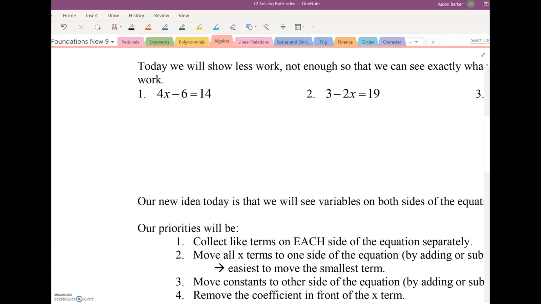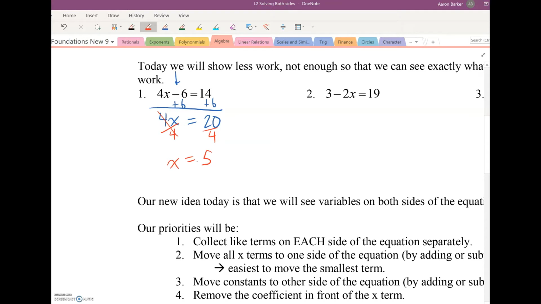4x minus 6 equals 14. Go ahead and solve that. You would solve that by doing the opposite of minus 6. Notice that that subtraction sign is in front of the 6, and that's why we do the addition. The left side cancels out, and we're left with 4x by itself, and 4x equals 20. Then, what do we have to do? We have to do the opposite of timesing by 4, so we divide both sides by 4. And we're left with x equals 5.